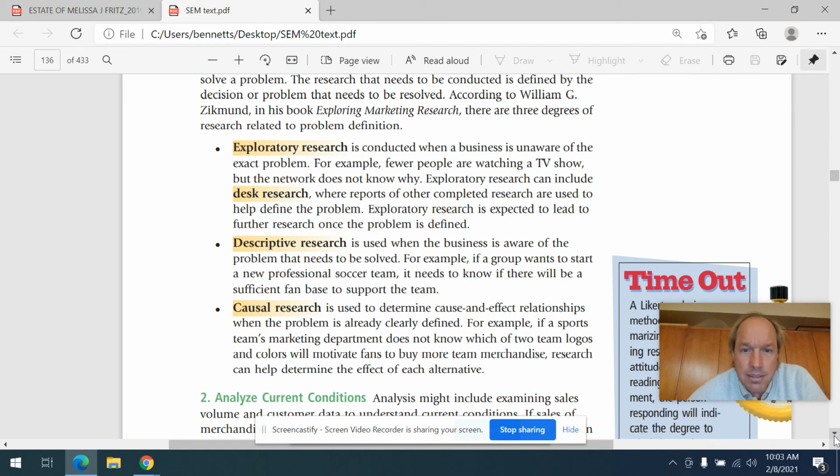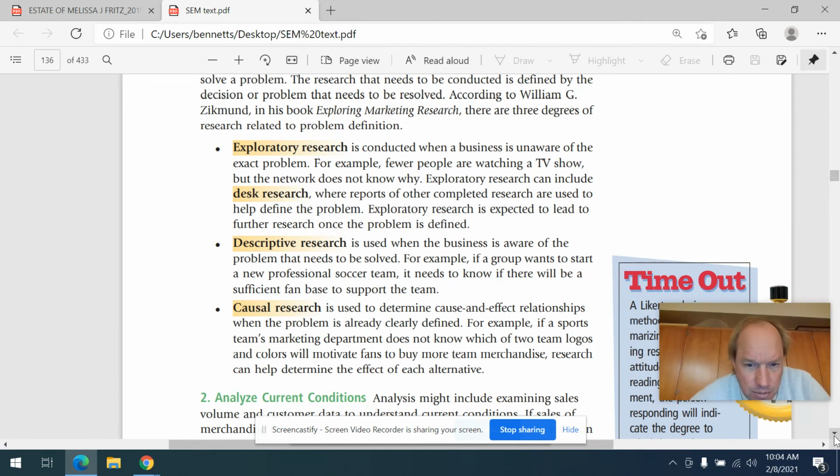Exploratory research is conducted when a business is unaware of the exact problem. For example, fewer people are watching a TV show, but the network does not know why. Exploratory research can include desk research, where reports of other completed research are used to help define the problem. Exploratory research is expected to lead to further research once the problem is defined. Descriptive research is used when the business is aware of the problem that needs to be solved. For example, if a group wants to start a new professional soccer team, it needs to know if there will be a sufficient fan base to support the team.